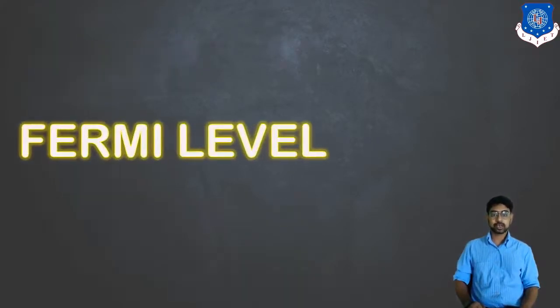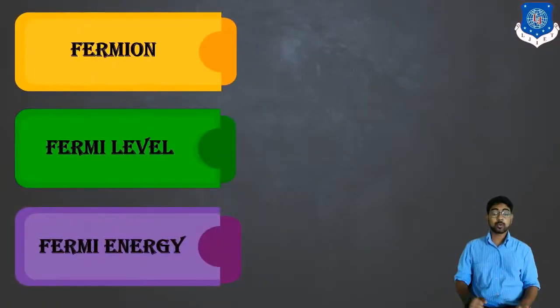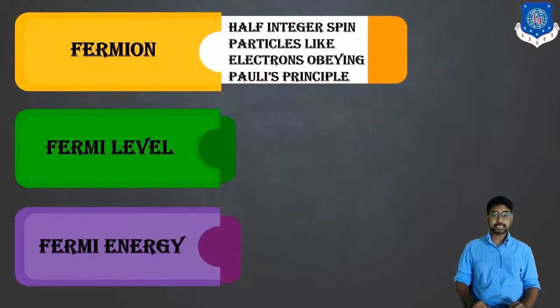Okay, so this was all about your effective mass. Now we are starting with the Fermi level. Before we start with the Fermi level, let us go through certain definitions. What is a fermion? Basically, a half-integer spin particle like the electron. So the electron is actually an example of a fermion, which obeys Pauli's principle.